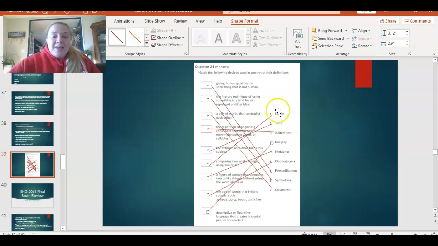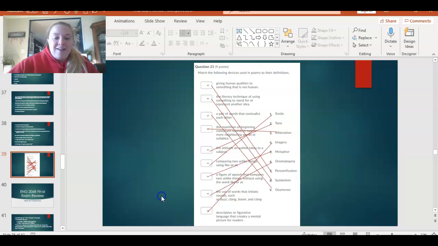So there you have it, you guys. In order, let me follow my lines here so I don't get confused. In order for this matching question 21, you should have 7, 8, 9, then 3, 2, 1, then you should have 5, 6, and finally 4. So there you have it, you guys.